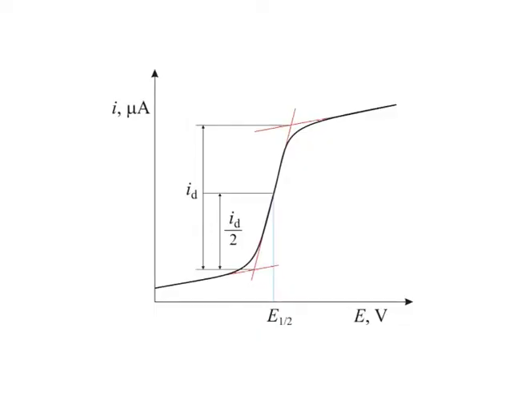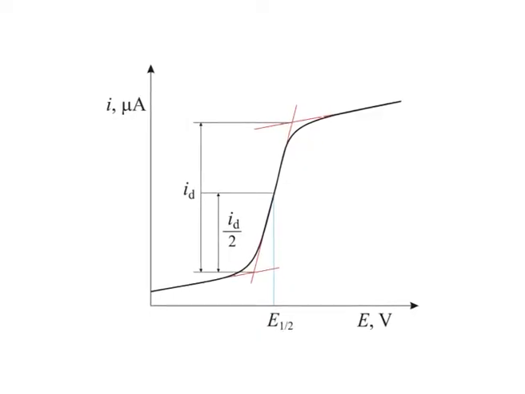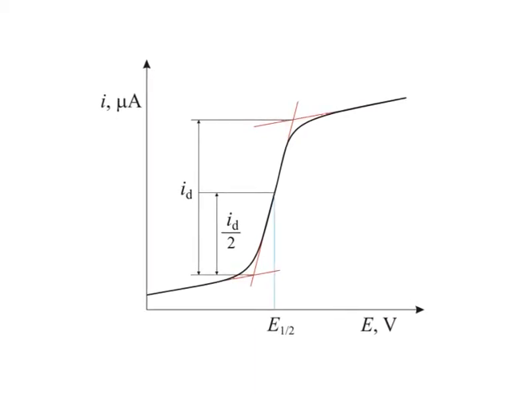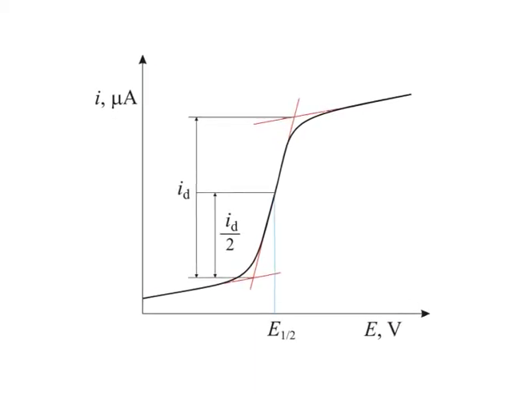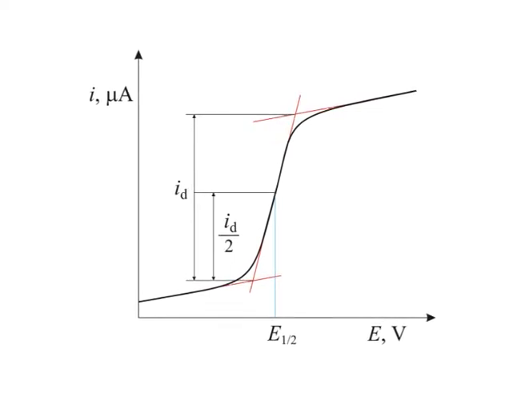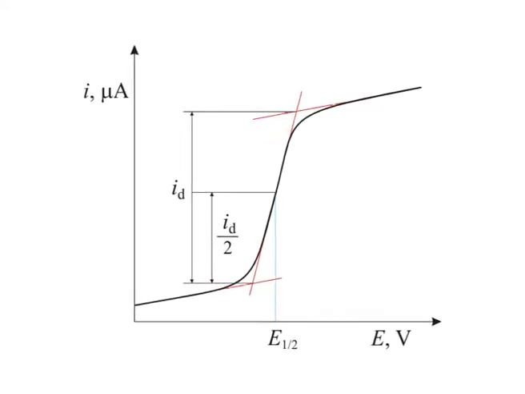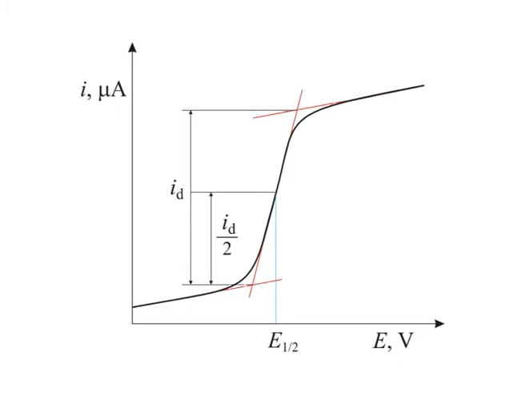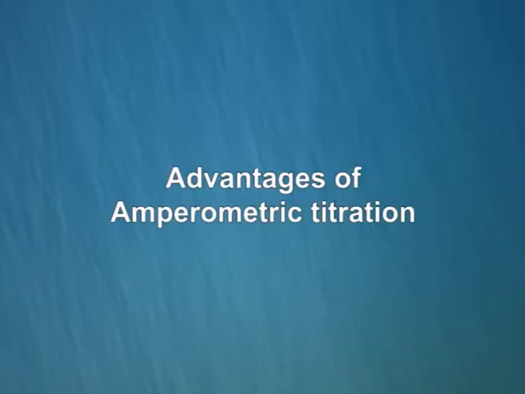If some of the electroactive material is removed by interaction with reagent, the diffusion current will decrease. This is the fundamental principle of amperometric titrations. The observed diffusion current at a suitable applied voltage is measured as a function of the volume of the titrating solution. The end point is the point of intersection of two lines giving the change of current before and after the equivalence point. Next is advantages of amperometric titration.